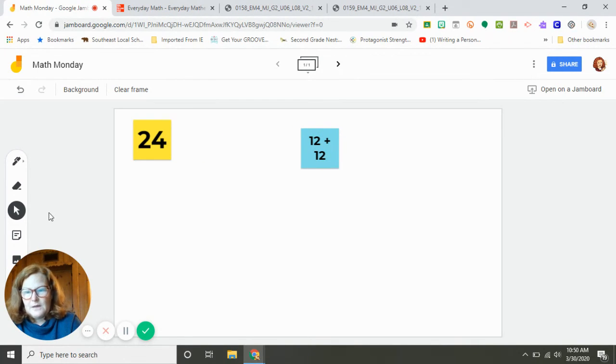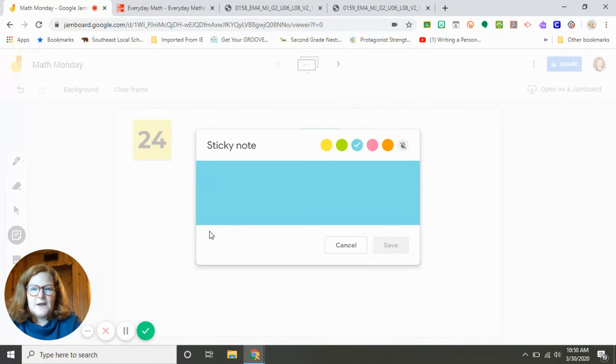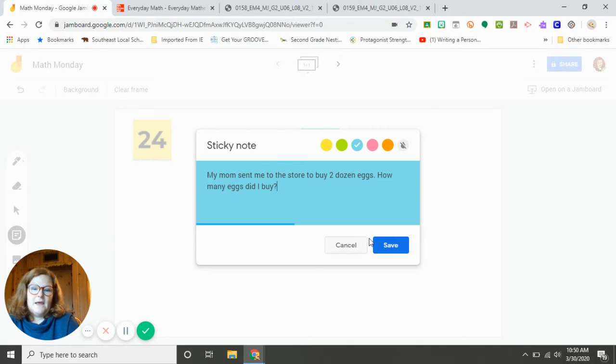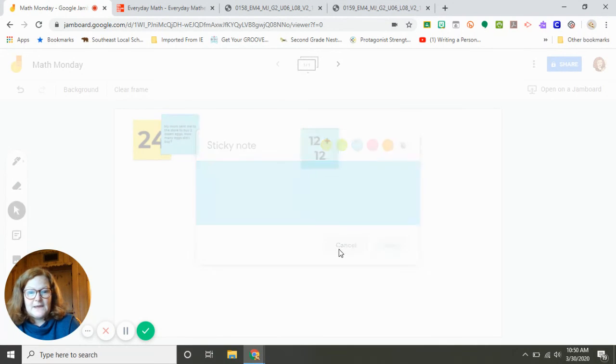You could make up a problem. You could do word problems. You could do subtraction problems. You can do any type of problem that the answer is going to be 24. I could say my mom sent me to the store to buy 2 dozen eggs. How many eggs did I buy? That could be my problem, and what's my answer going to be?